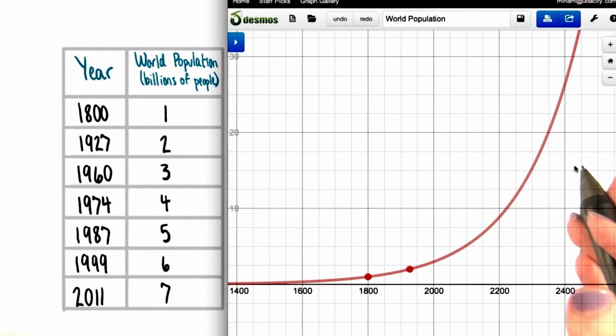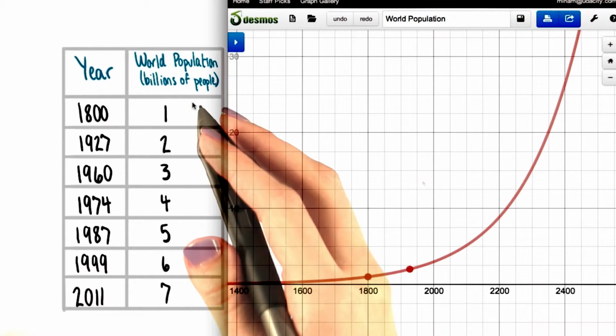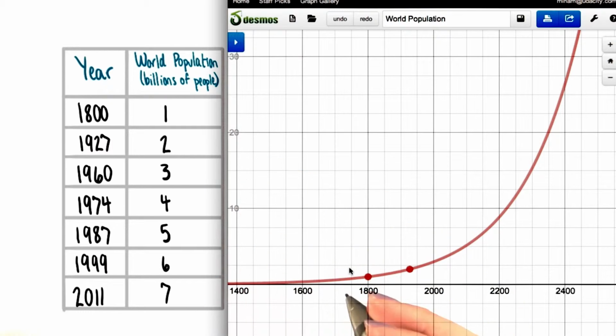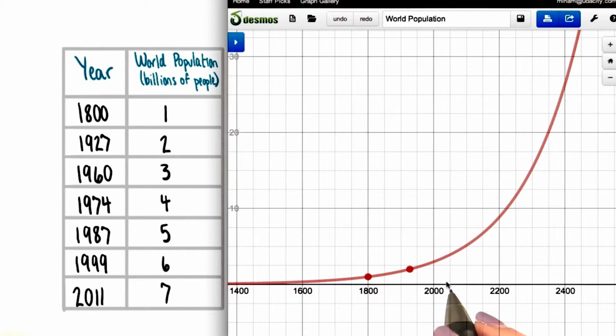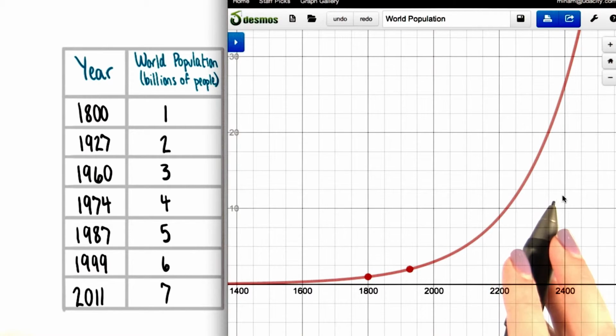Here, for example, is the graph that we would get if we use the first 2 points on our chart to create an exponential graph. So what would this graph predict the population to be in the year 2013? Considering the scale on our graph here, it probably seems like it's pretty tricky to predict that. But luckily, Desmos is here to help.